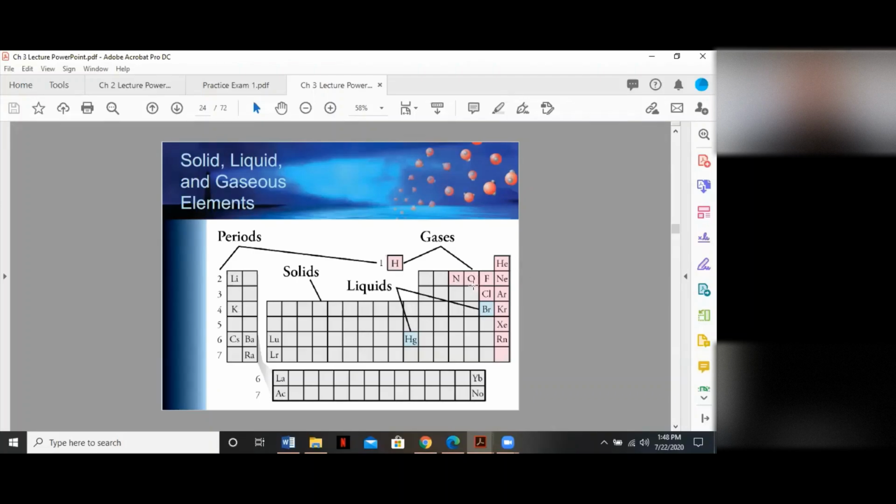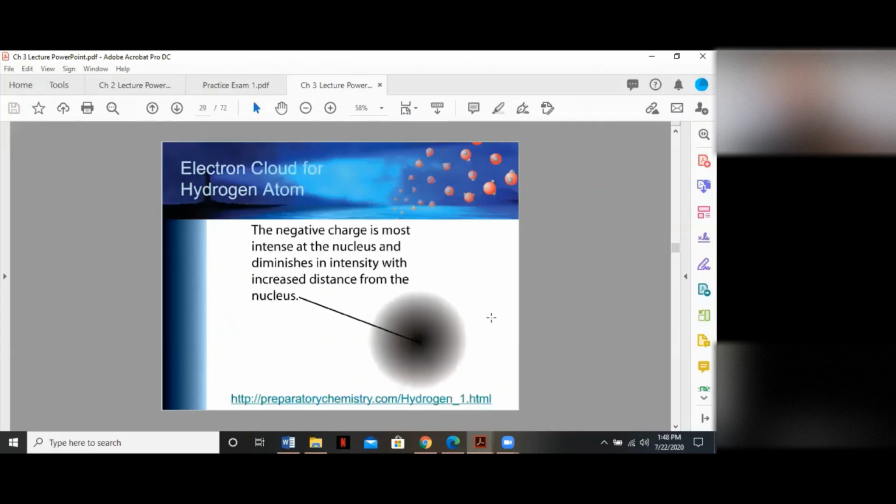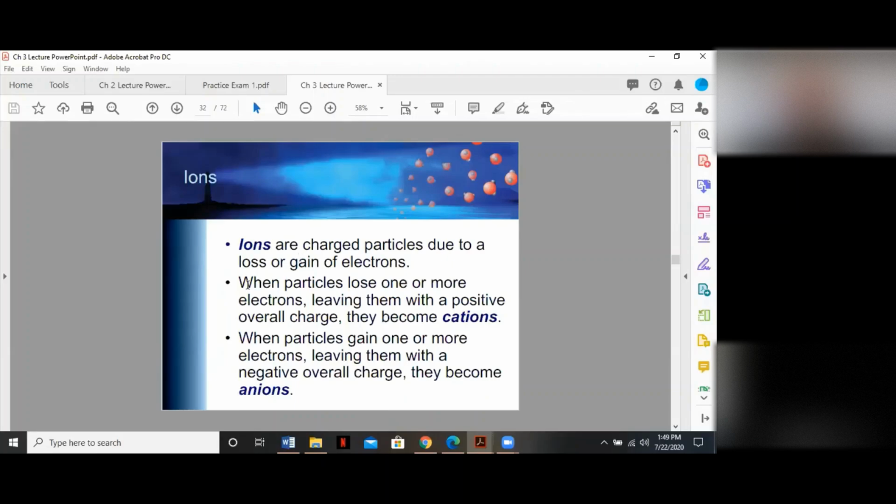Neon, helium, nitrogen, all of these elements that are in this periodic table. But what happens if I have more protons than electrons? What if I have more electrons than protons? That's when we're going to produce what we call ions. So ions are basically charged particles due to loss or gain of electrons.